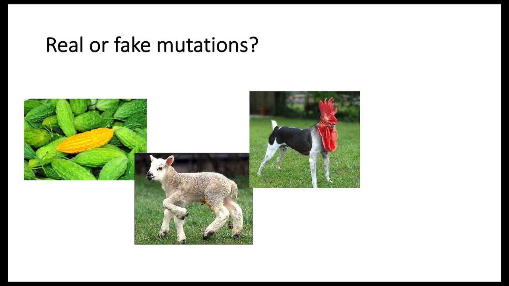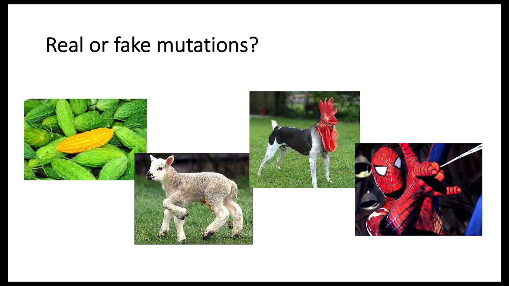Next one, real or fake. Here we've got a dog with a rooster head. This is not what we're talking about when we discuss mutations. This is an example of Photoshop. Next one, real or fake. Again, fake example of a mutation. Peter Parker is bit by a spider that gives him the powers that Spider-Man has. So unfortunately, this is not a real mutation.